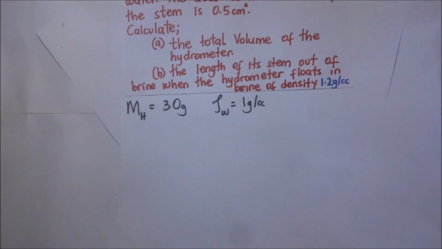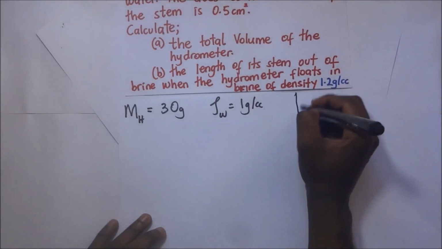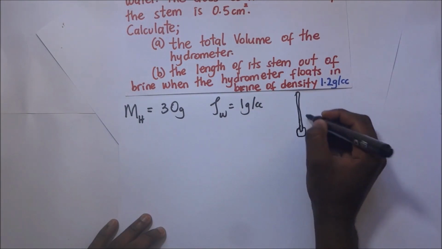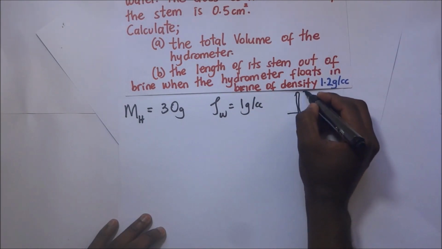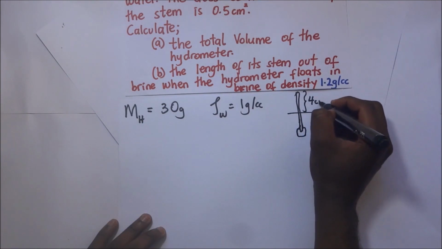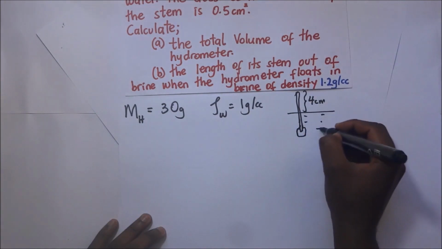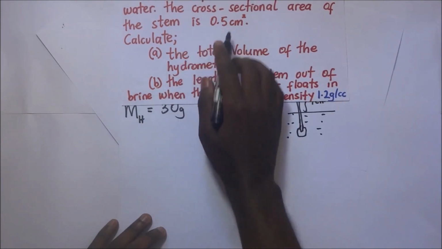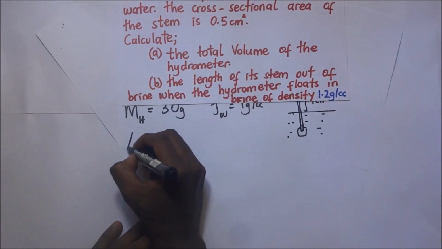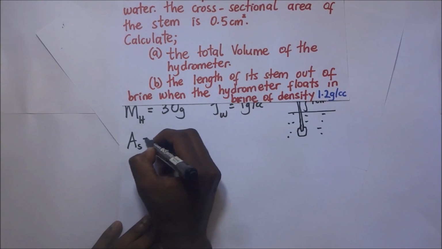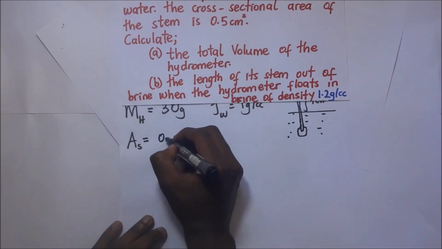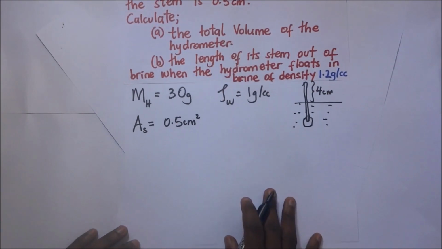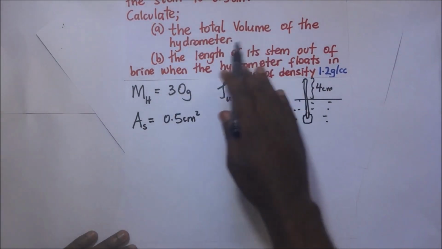Of course, I'll draw the sketch still. That's like the hydrometer, and 4 centimeters of its stem is out of this water right there. The cross-sectional area of the stem is 0.5, meaning the cross-sectional area of the stem is 0.5 centimeters squared. Now that we've summarized our question, we're being told to find the total volume of the hydrometer.